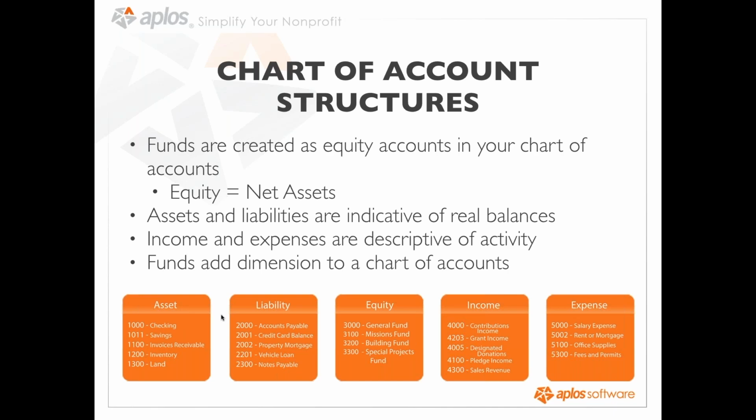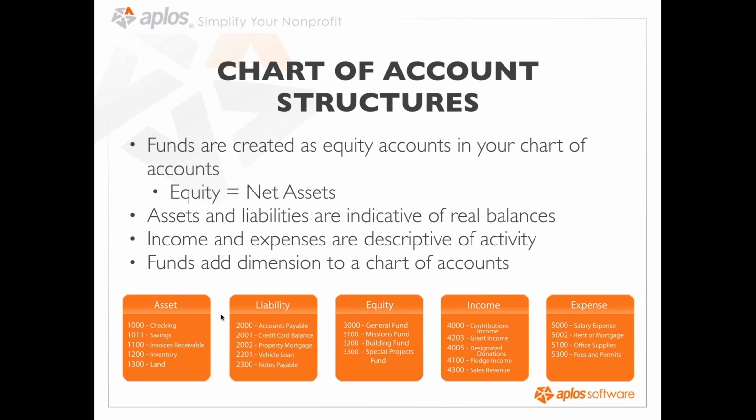I have a property mortgage and a vehicle loan and some long-term payables. Again, I owe those amounts already. I don't have any bonus liabilities created, just hanging out there. So assets and liabilities are typically indicative of actual balances that you either have or owe. Income and expenses are more descriptive of activity.